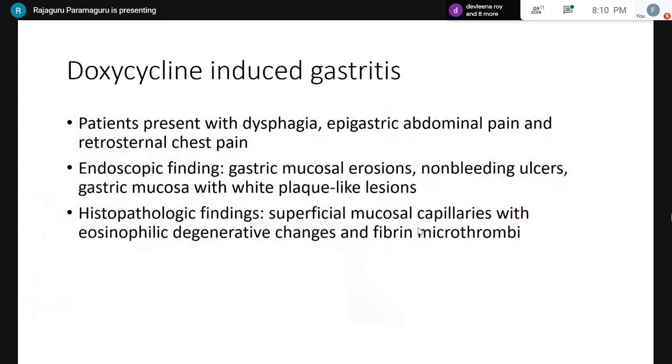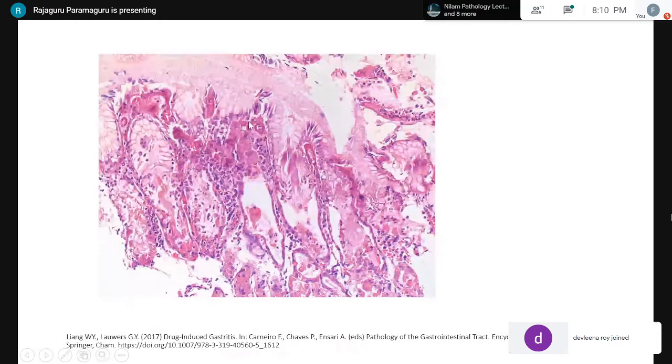Next is a special drug which produces gastritis, doxycycline, which has a special pathological finding: the superficial mucosal capillaries show eosinophilic degenerative changes, and there will be fibrin microthrombi within the superficial vessels. So this is what we see in doxycycline-induced gastritis, the eosinophilic degeneration in the superficial mucosal capillaries, and there might be fibrin thrombi as well. So when you find changes like acute erosive gastritis with material looking like plasma or fibrin, you can ask for a history of doxycycline intake. So this is doxycycline-induced gastritis.